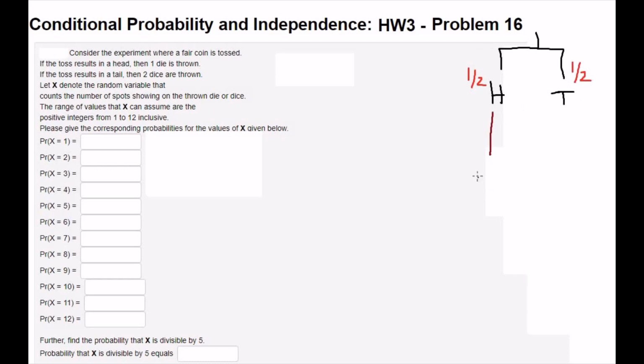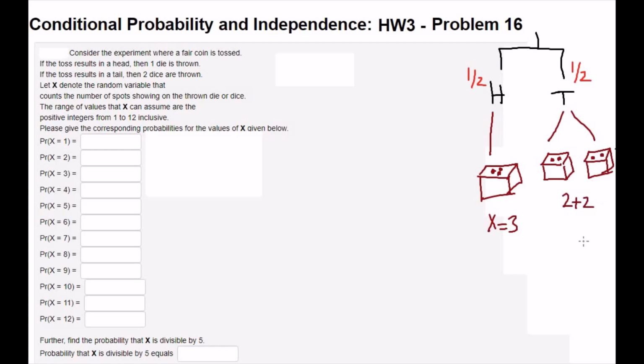If it is head, then we are throwing a die, and whatever number comes on top is the value of x. This is the value that x can take. If it is tail, then we are throwing 2 dice. And this time we are adding the numbers on top. So that's the value that x can take. Now we understand the question, so let's go ahead and write out that x can take value 1.